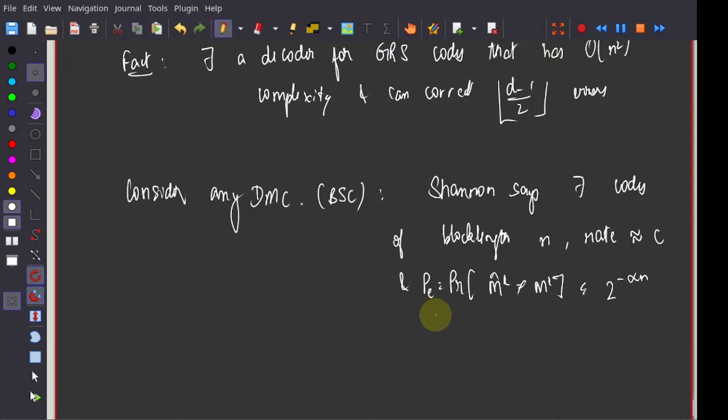But the only catch is that the decoding complexity is exponential. In fact, it's 2 to the n times C, because if you're doing something like minimum distance decoding, then you have to find the distance to each and every code word, which is roughly 2 to the n.